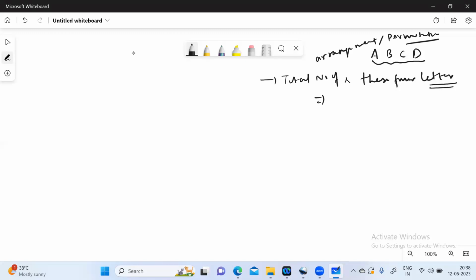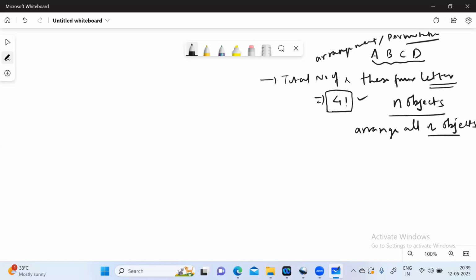Sir, 24. That is 4 factorial. Okay. That's what you wanted to say. Okay. So I wanted to know in this term only. So we can generalize, like if we have n objects, and you have to arrange all n objects together, the total number of arrangements will be n factorial.